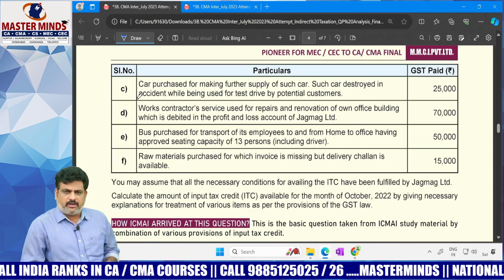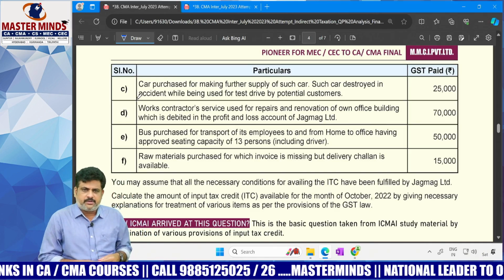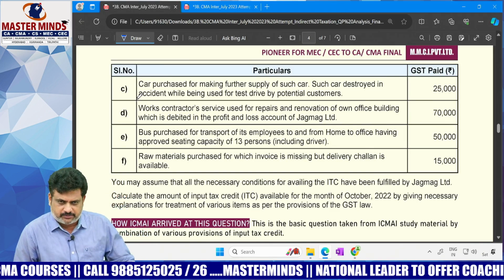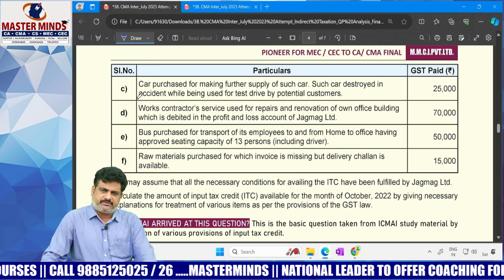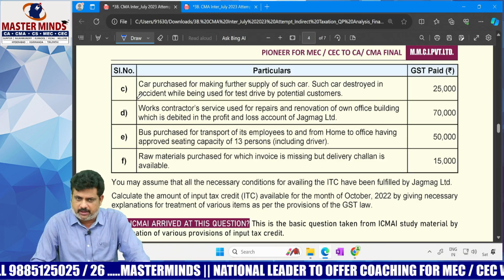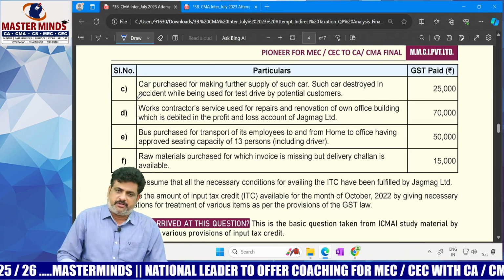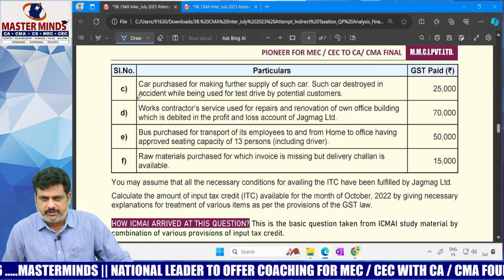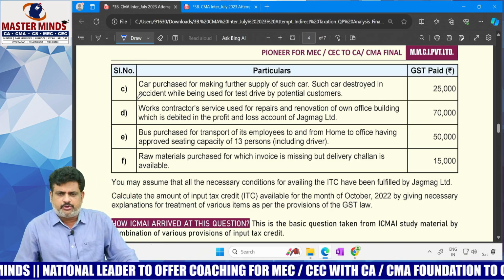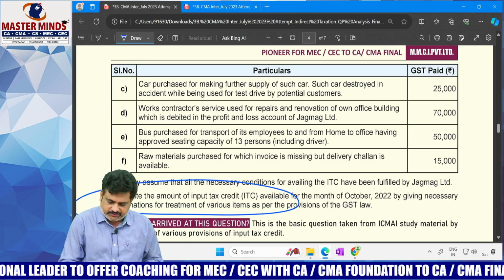Bus purchased for transport of its employees to and from home to office, having approved seating capacity of 13 persons including the driver. With respect to the bus capacity, is it more than 13 or less than 13? More than 13. Allowed or not allowed? Allowed. Raw materials purchased for which the invoice is missing, but the DC is available, no ITC. We assume that all necessary conditions are satisfied. Compute the total ITC here.